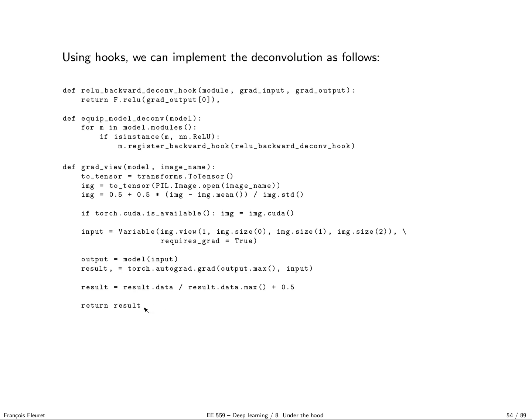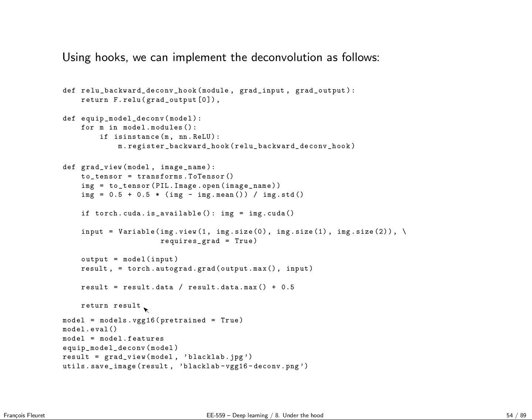And now to use all this, I first load a pre-trained VGG16 model, and I put it in eval mode. Here I chop the network and keep only the feature transformation. I drop the final fully connected layers. I equip my model with deconvolution. I call my grad view method with my model and my image blacklab.jpg, and then I save my result on the disk with torchvision's save image.